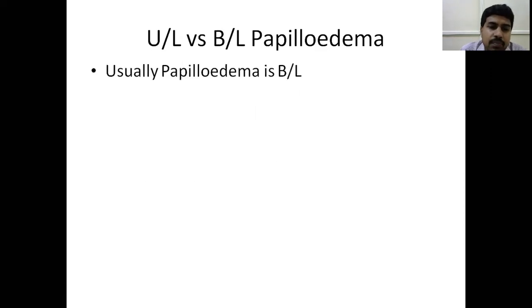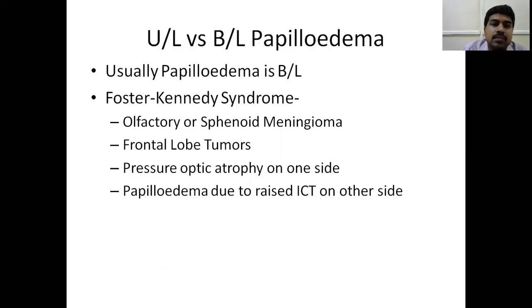So, unilateral versus bilateral. Usually papilledema is bilateral. I told you in most cases it is bilateral because raised intracranial tension transmits to both the eyes equally. But it could be asymmetric. One eye may be involved earlier, the other later, but it is usually bilateral. But there are conditions like Foster-Kennedy syndrome and pseudo-Foster-Kennedy syndrome, which are very important. So just pay a little attention.